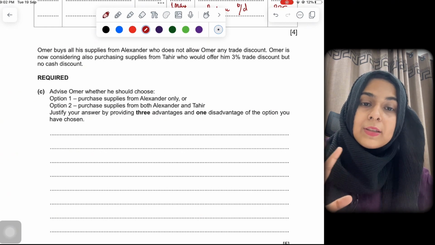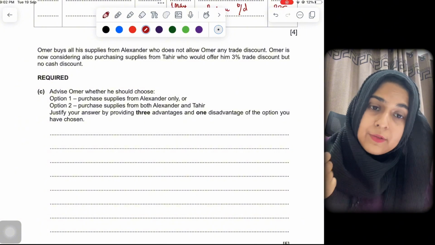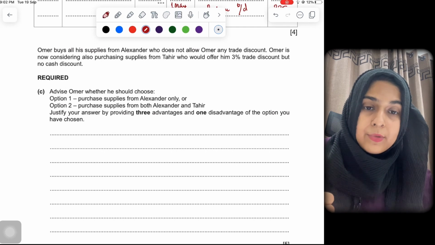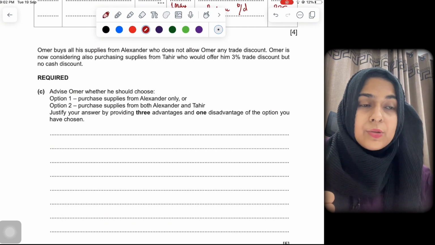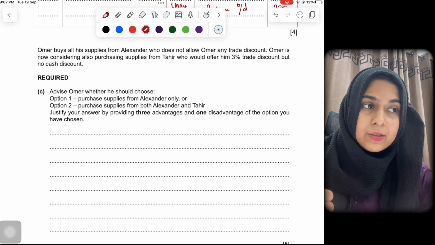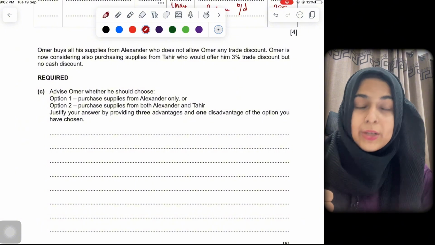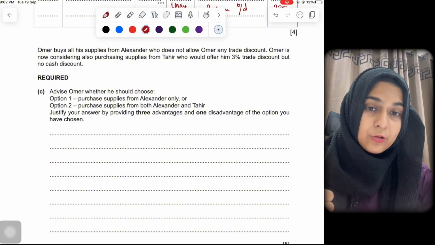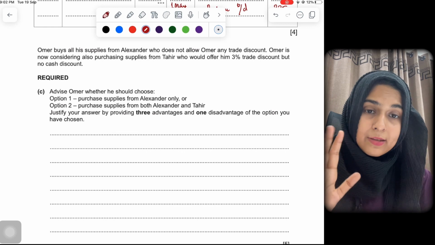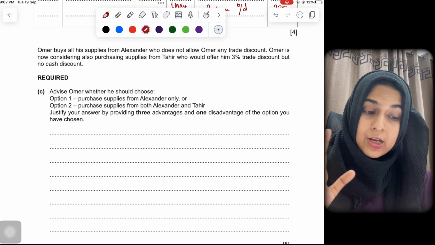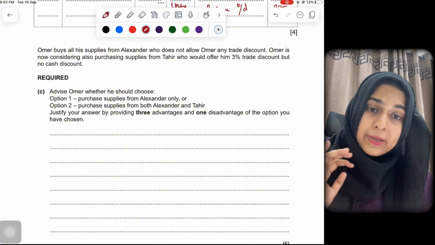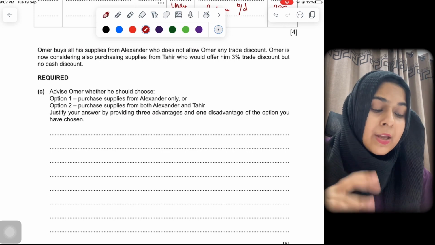And cash discount is always given at the time of payment. So discount allowed and discount received in accounting is basically cash discount. Whenever you pay in time, your supplier gives you a cash discount. There is a time frame specified, that if, let's say, my customer pays me within 20 days, then the supplier will give a discount to the customer. So in this case, Umar buys all his supplies from Alexander, so Alexander gives Umar a cash discount, because we have seen in the cash book that Umar had received discount from Alexander when Umar was paying within the time.